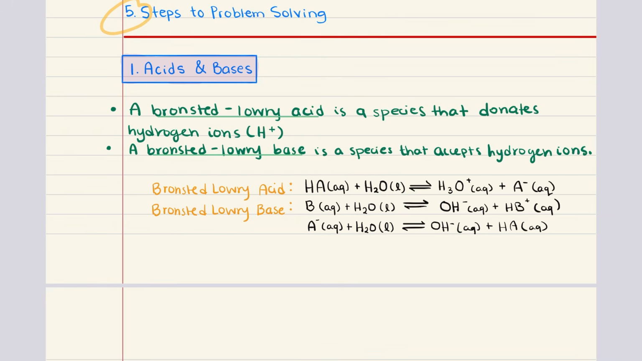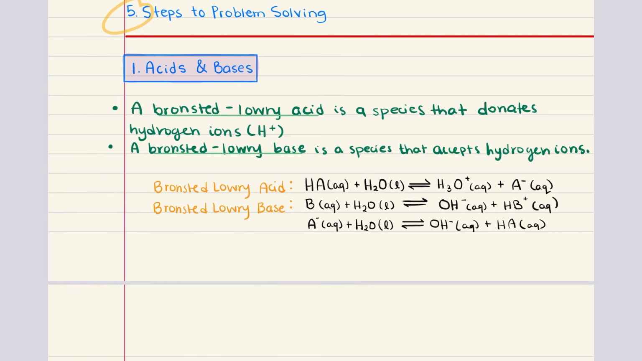There are two main definitions of acids and bases that are commonly used in organic chemistry: the Bronsted-Lowry definition and the Lewis definition. The Bronsted-Lowry definition describes an acid as a species that donates a proton, or in other words, a hydrogen ion. It describes a base as a species that accepts a proton. This definition focuses on proton transfer, and it's useful in many acid-base reactions that we're going to encounter.